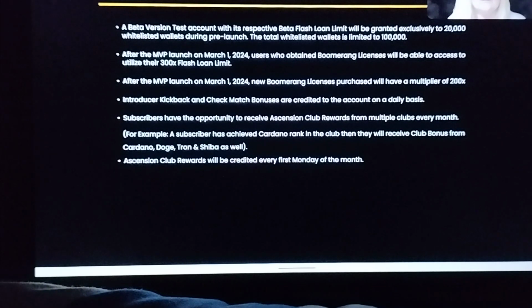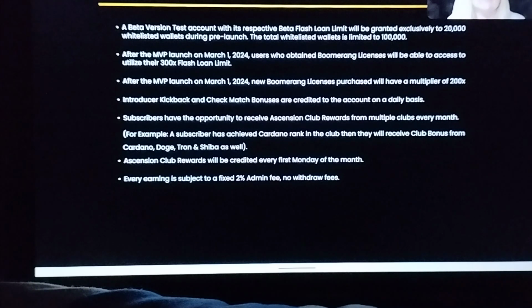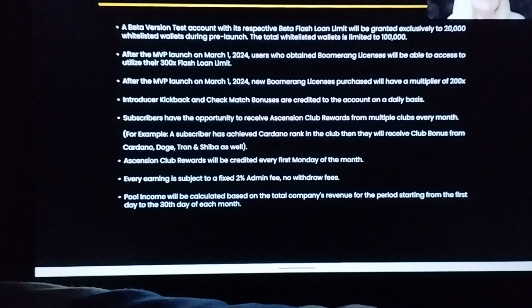Every earning is subject to a fixed 2% admin fee, but there are no withdrawal fees. And pool income will be calculated based on the total company's revenue for a period starting from the first day to the 30th day of each month.